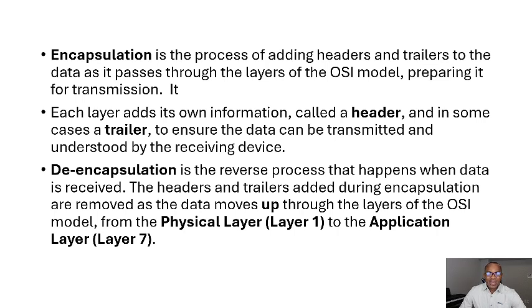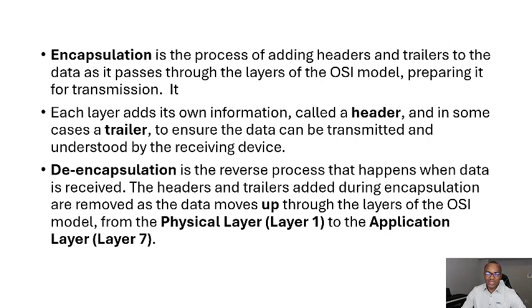So layer 1 is the last layer in the encapsulation process. Each layer has its own information called a header, and in some cases a trailer. A trailer is just a frame check sequence, which is used for error checking during the transmission of data, to ensure that data can be transmitted and understood by the receiving device. So we have the de-encapsulation process, which is the reverse of the encapsulation process, where the headers that were added will be removed, from layer 1 up to layer 7.